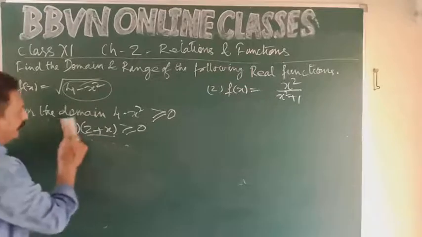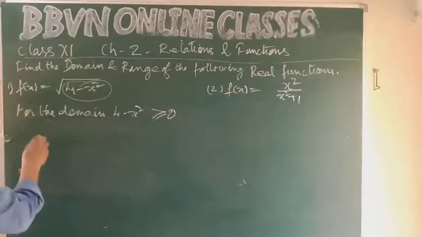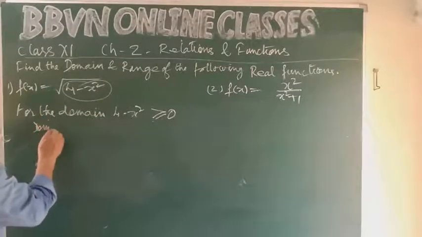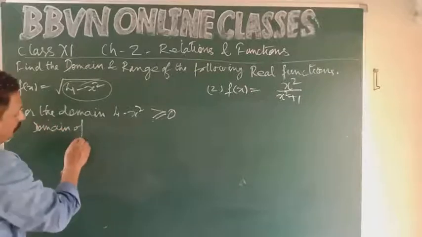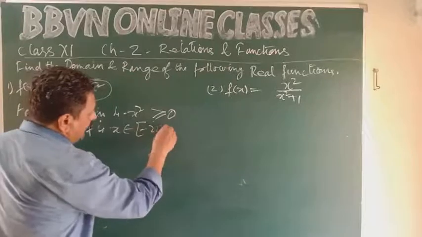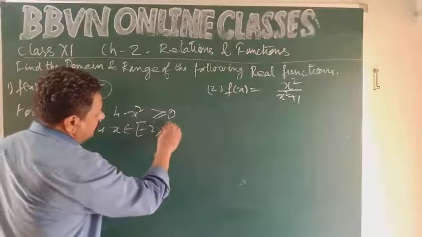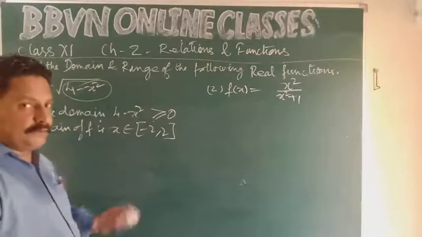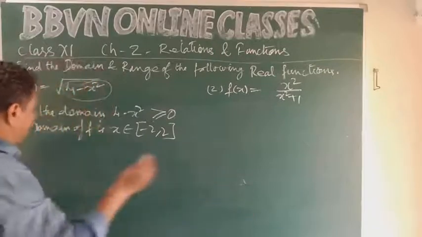So I'll straight away write, this was just the explanation. Domain of f is x belongs to minus 2 to plus 2. This is the domain. Let's talk about range.